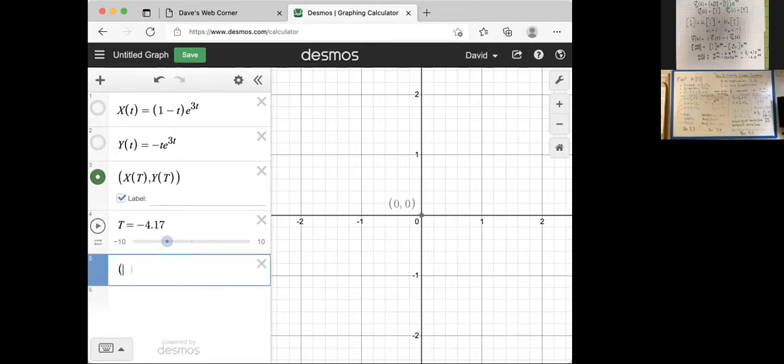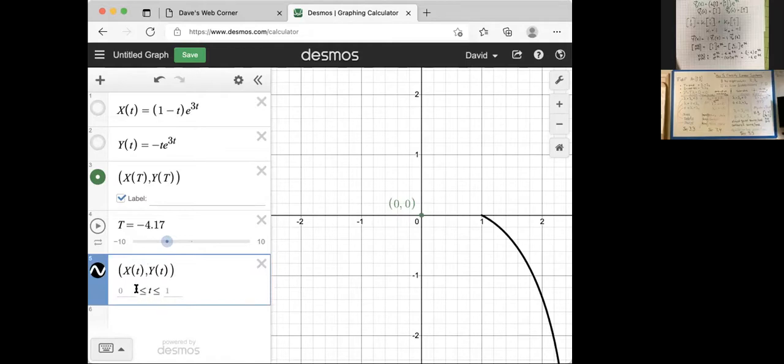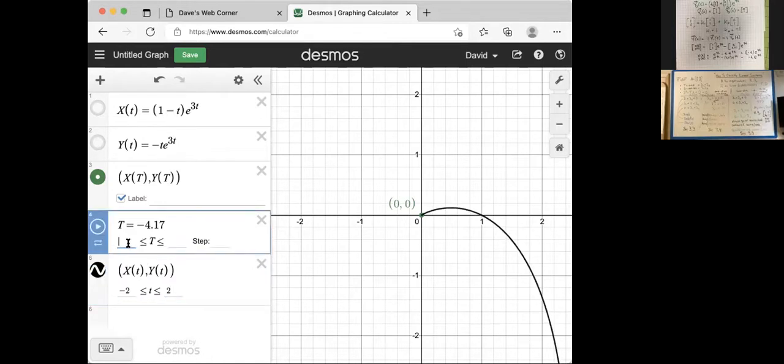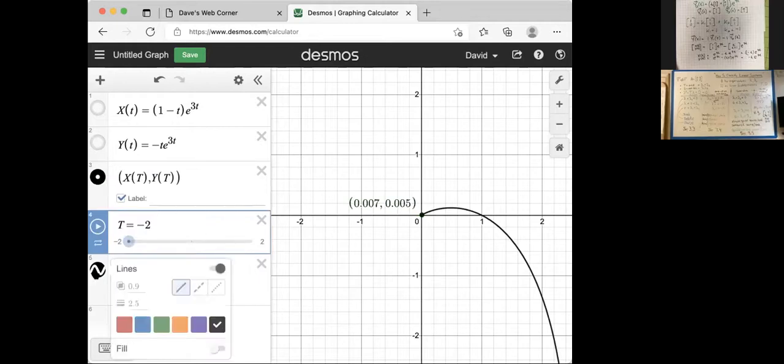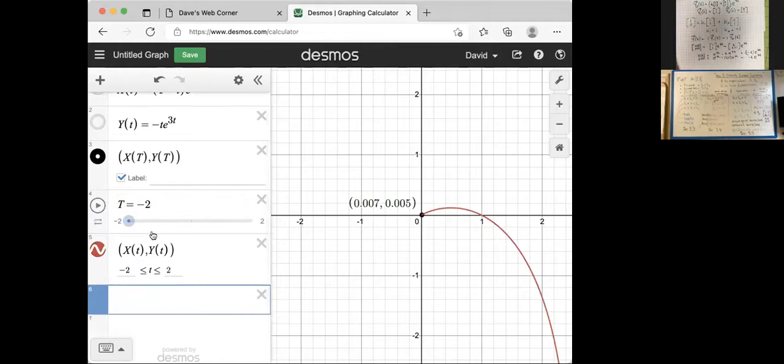I'm going to write the curve in here, x of t, lowercase, y of t, lowercase. And then I'm going to run that from minus 2 to 2. And I'm also going to run this t from minus 2 to 2. And I'm going to make that dot the black thing, and I'm going to make this curve. I prefer red to green. Okay, now let's run this dot.